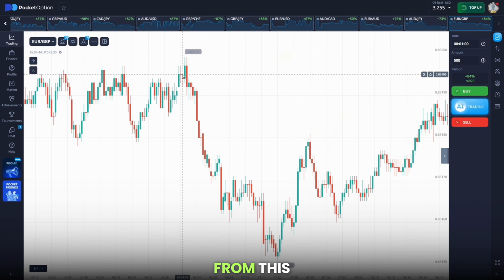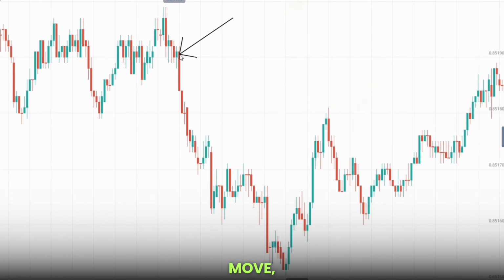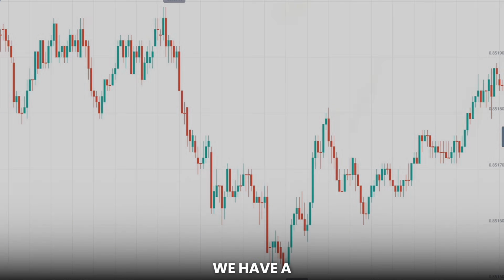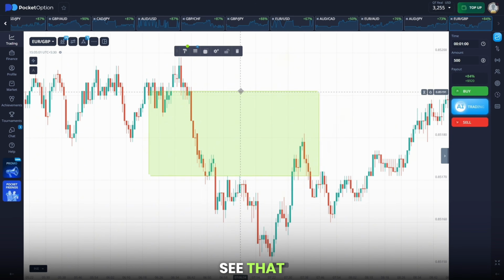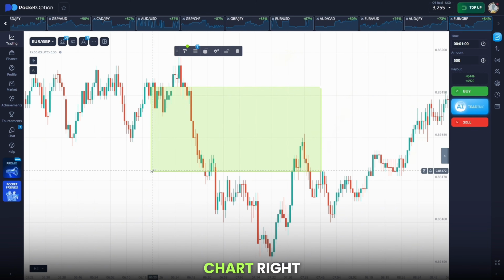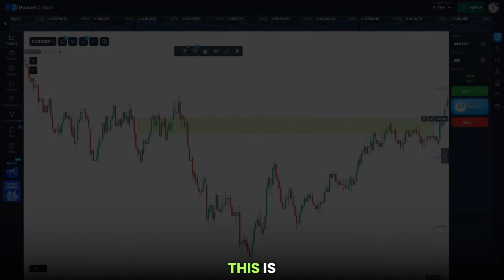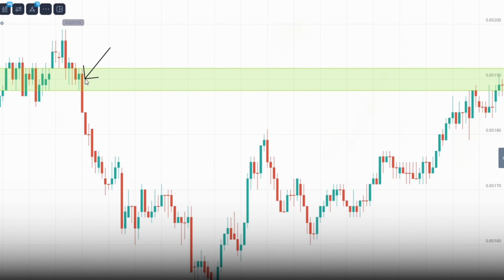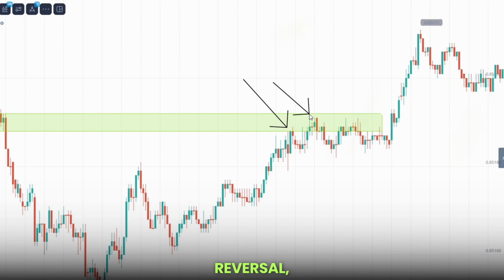If we start from this move, you can easily say that the price did not reverse after this move, which means we have a zone which we can target. Although I can see that there is no retracement on this chart right now, maybe you will see that in future. This is where the move started without retracement, and after this move, if you have drawn this zone, you can see reversal, reversal, multiple reversal.